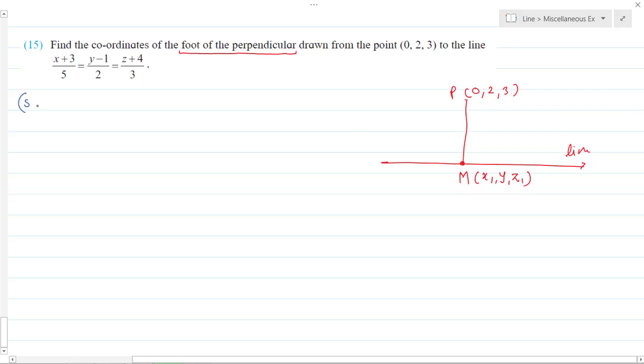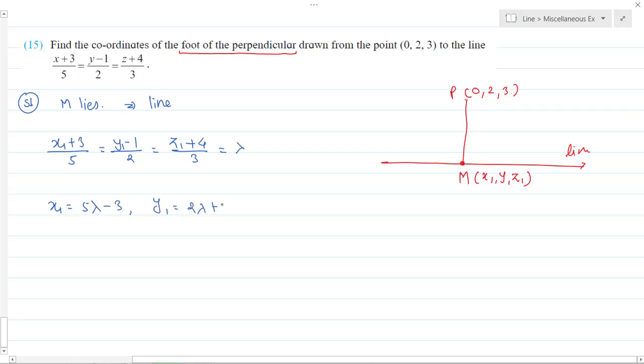Very simple. What will be your step 1? As M lies on the line, it should satisfy the line equation. So let's write (x1 plus 3) by 5 equals (y1 minus 1) by 2 equals (z1 plus 4) by 3, which equals lambda. From here x1 is 5 lambda minus 3, y1 will be 2 lambda plus 1 and z1 is 3 lambda minus 4. So this is the coordinates of point M: 5 lambda minus 3, 2 lambda plus 1 and 3 lambda minus 4. What is your next step then?